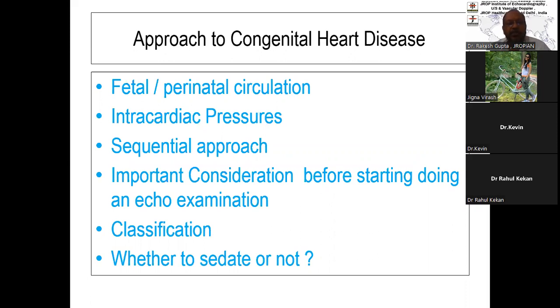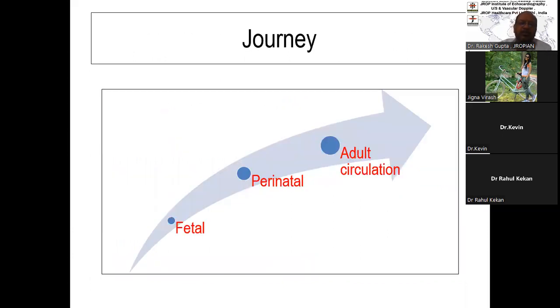The next important issue is approaches: fetal versus perinatal circulations, looking at intracardiac pressures, sequential approach, and important considerations before starting an echocardiography, then classification, and finally whether to sedate or not to sedate a child. So we start with the journey of fetal, then perinatal during birth, when the child is born, and then finally adult circulations.